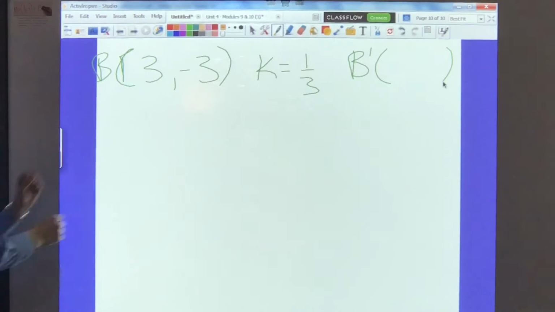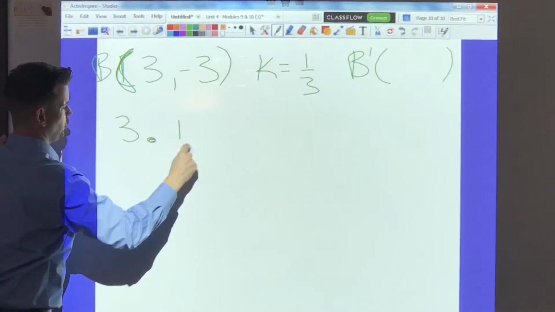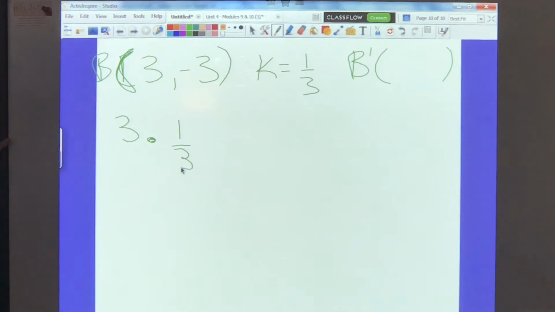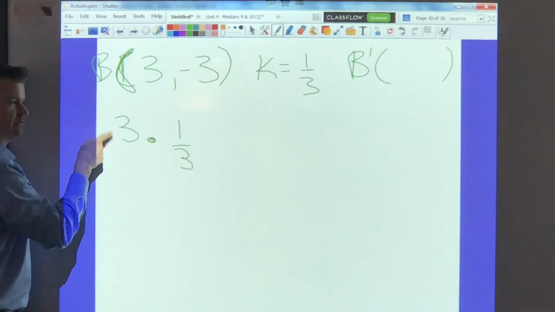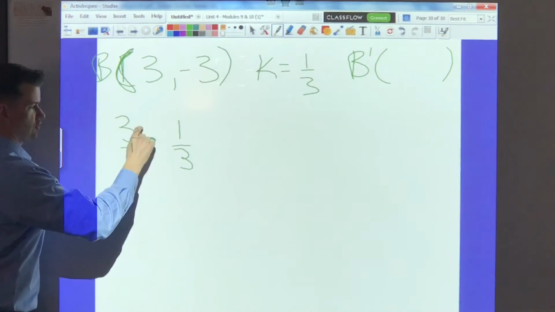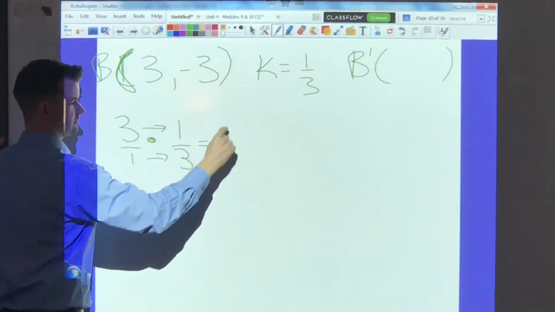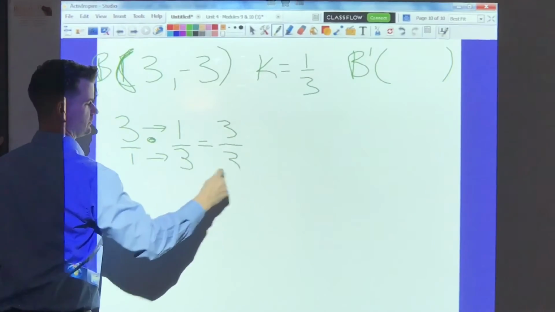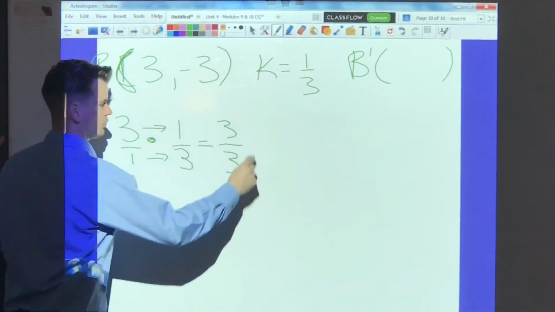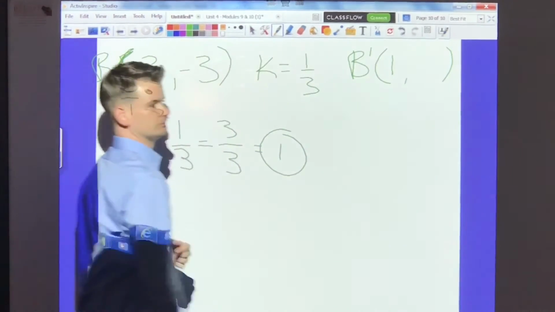Here's what I do. I take the x coordinate, 3. I'm going to multiply it by 1/3. Can you multiply a whole number and a fraction? No. So we must turn this into a fraction by putting it over 1. Once you do that, you simply multiply straight across. What's 3 times 1? What's 1 times 3? And divide. 3 divided by 3 is 1, which means that the first coordinate in B prime is 1.